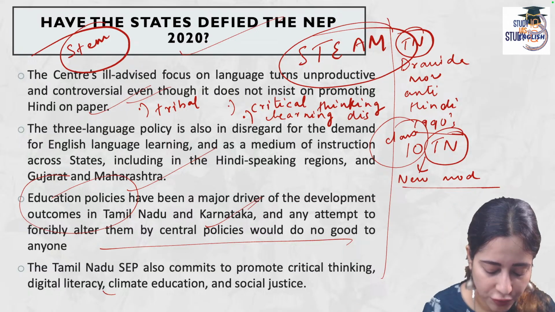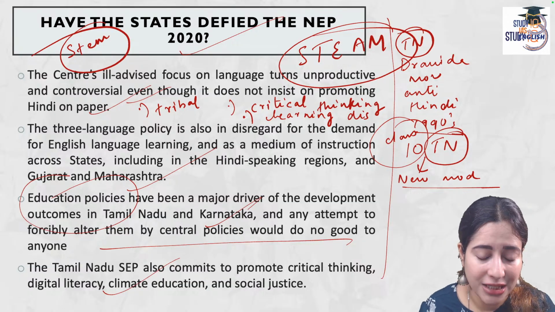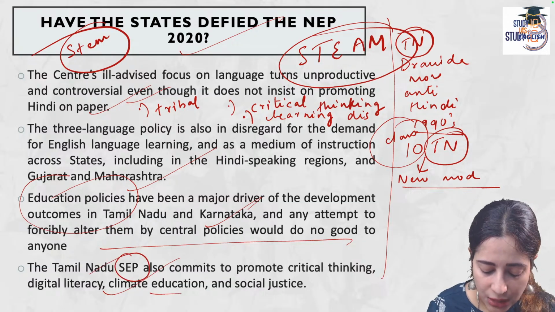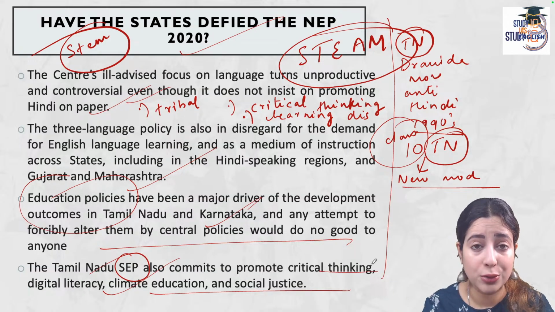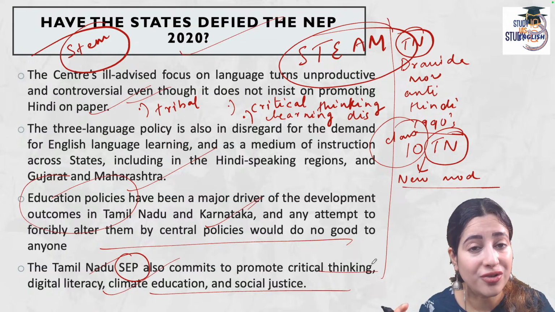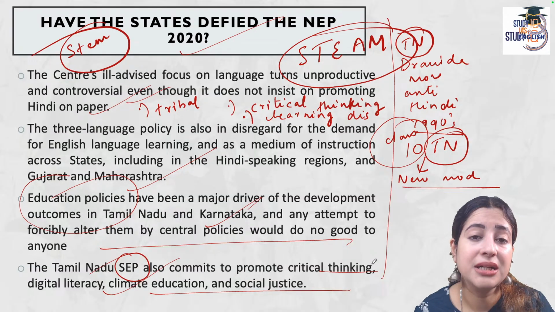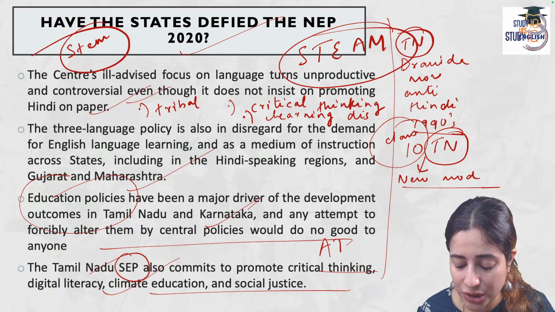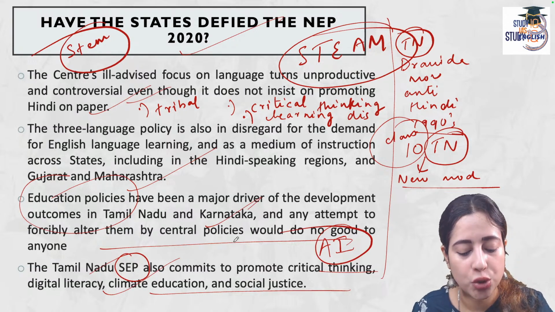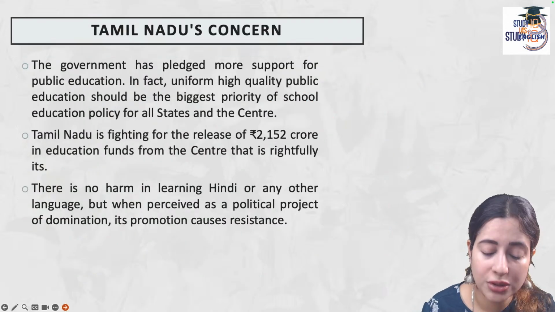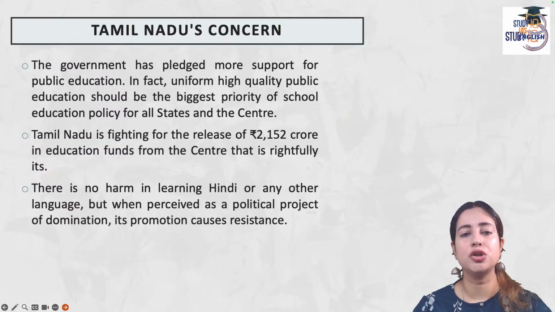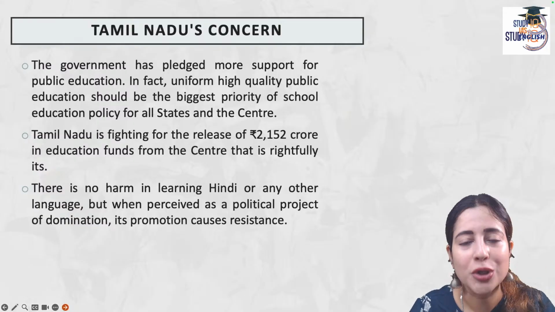Apart from that, the Tamil Nadu state education policy also says that we will talk about teaching our school children strategies to deal with climate mitigation, digital literacy, the use of artificial intelligence, and problems like social justice. So, does this not look like a very futuristic education program? It does. So, what's wrong in that?